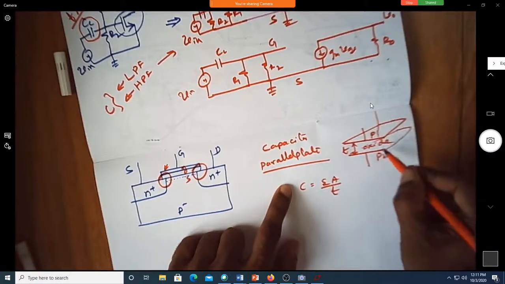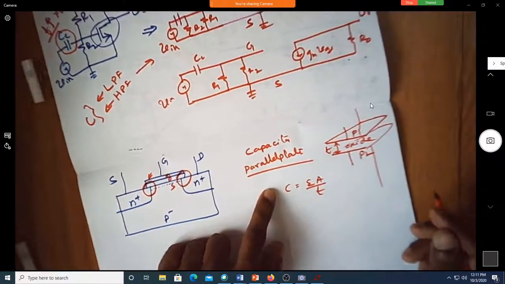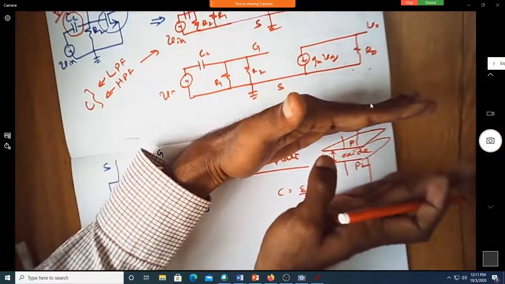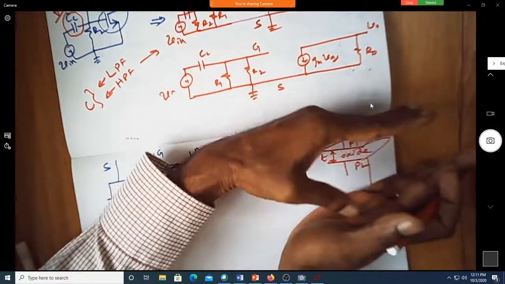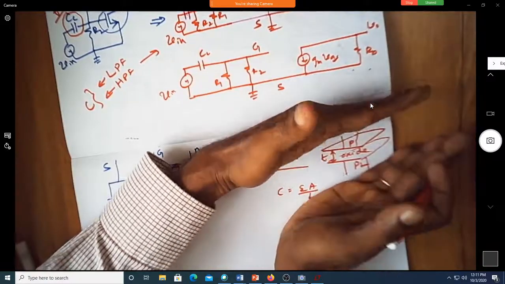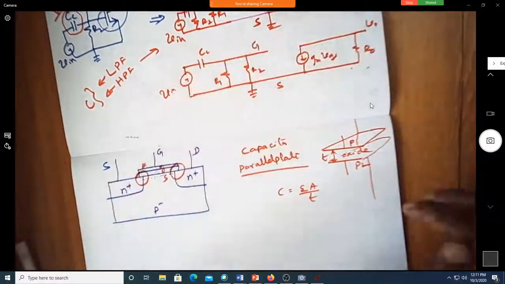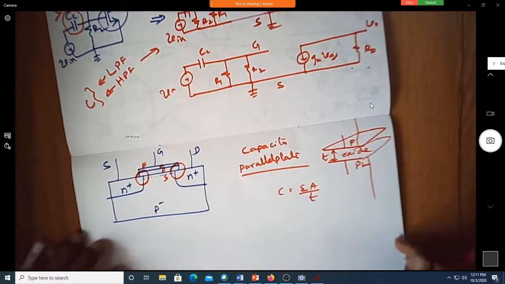So this is how it looks in the 3D view. You have two plates, and between them you have some distance. Assume this is plate 1 and this is plate 2. There is some distance. So capacitance depends on the area of the plate, the separation and the dielectric constant. Correct?